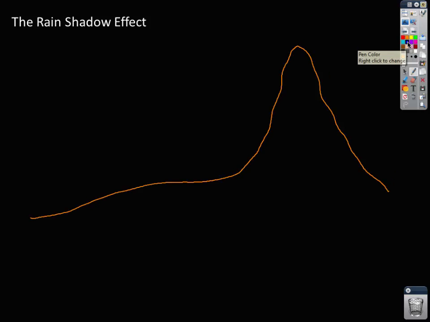Take a break if you have to, but what I'm going to do is I'm going to move on to a new concept called the rain shadow effect. The rain shadow effect again applies to the hydrologic cycle and is an important topic both climatically and within the water cycle. With the rain shadow effect, what we're dealing with here is a situation where there's a mountain nearby a coastline.